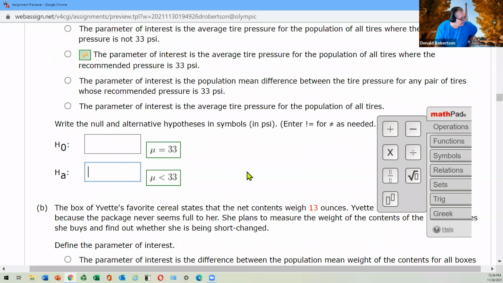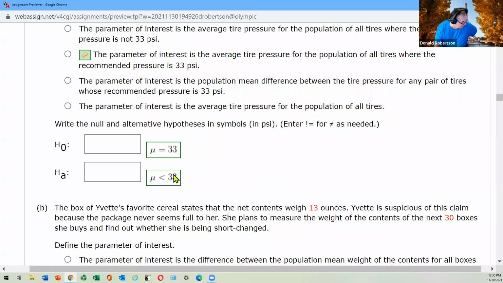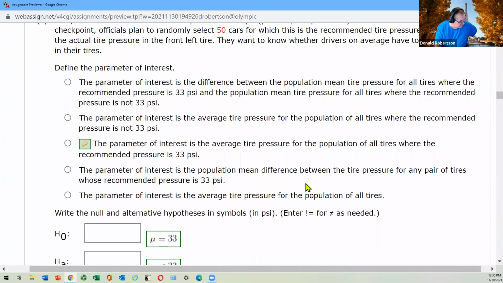And we think that people are not blowing up the tires sufficiently. So the alternate would be, is there evidence to prove that it's less than 33? So you can imagine that you stopped 50 vehicles and the average came out as 32. Wouldn't that be evidence that people aren't blowing their tires up to 33, for instance?